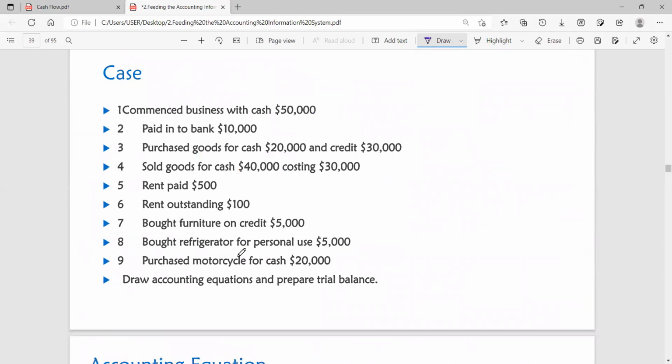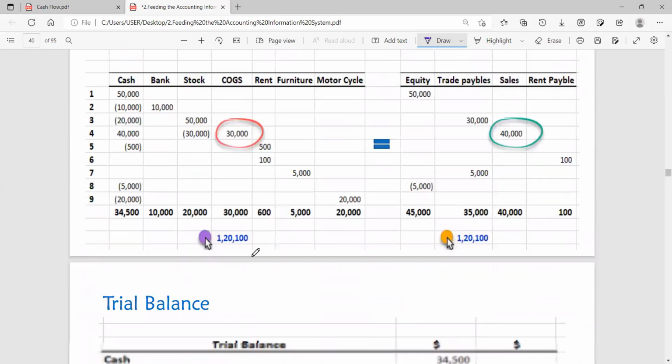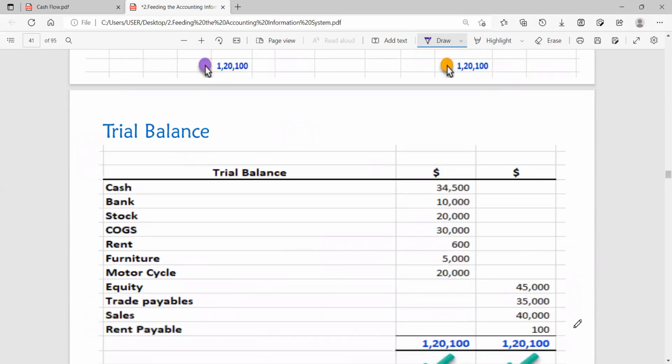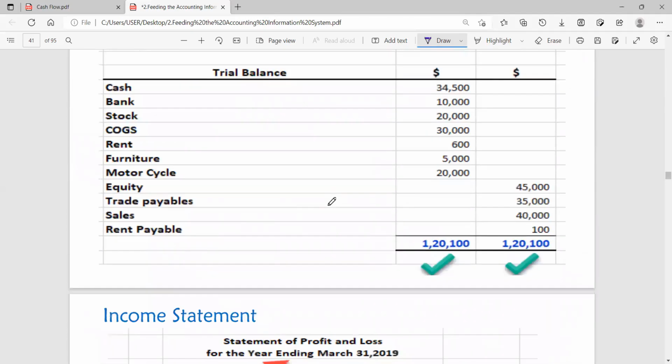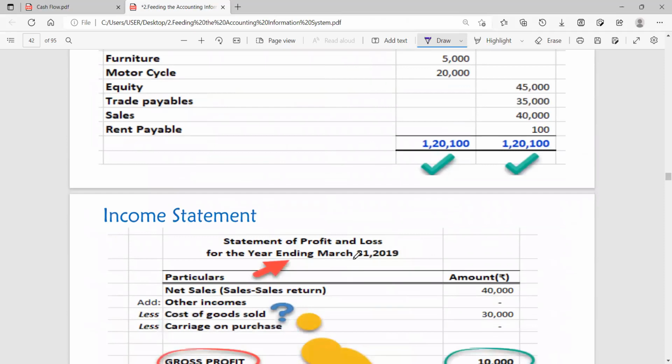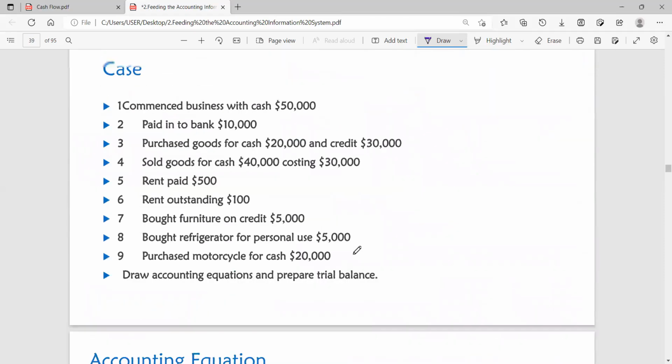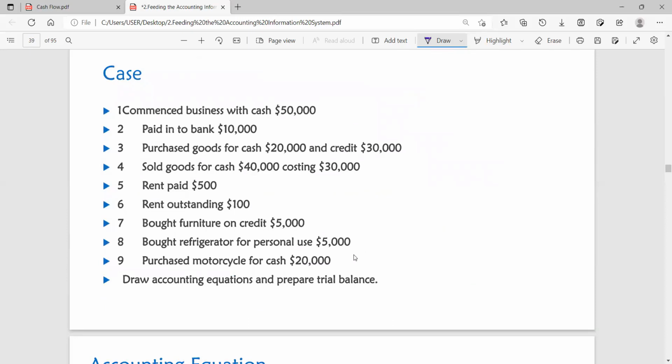Let us do a financial statement from a set of transactions. We will get the accounting equation next, and then on the basis of the accounting equation we will get the trial balance, and these trial balance figures we will be using in preparing the financial statement later. So here we have a set of transactions. Let's say the proprietor starts business with 50,000 cash, then pays into bank or opens a bank account, purchases are made on cash and credit, goods are sold, rent is paid, outstanding rent is 100, then furniture is bought, which is an asset. All these are the transactions which we have.